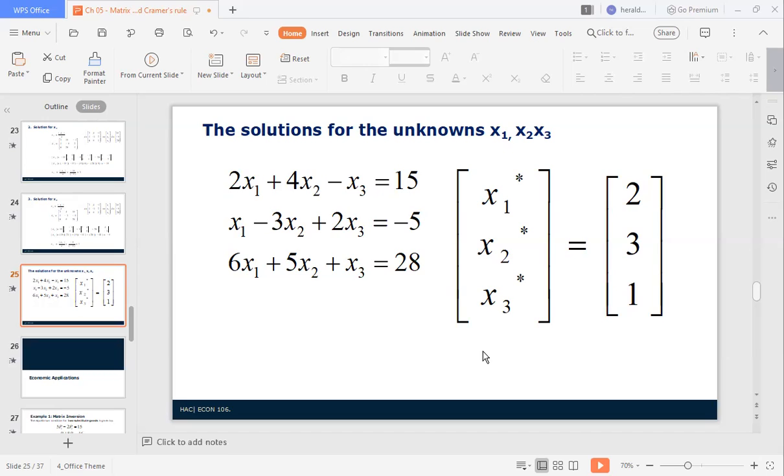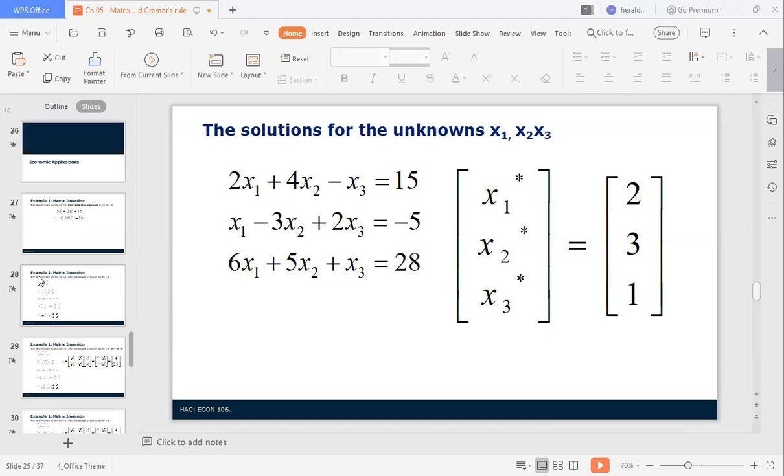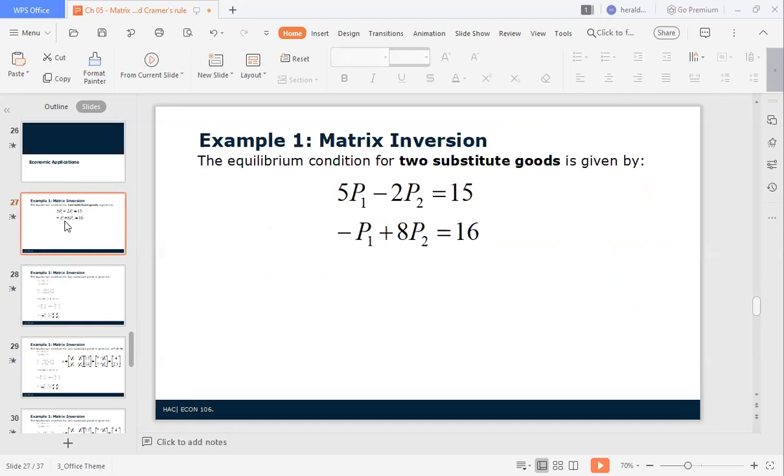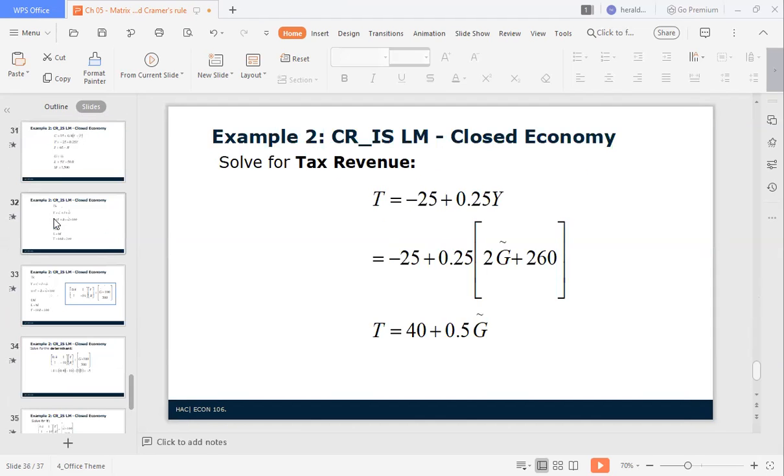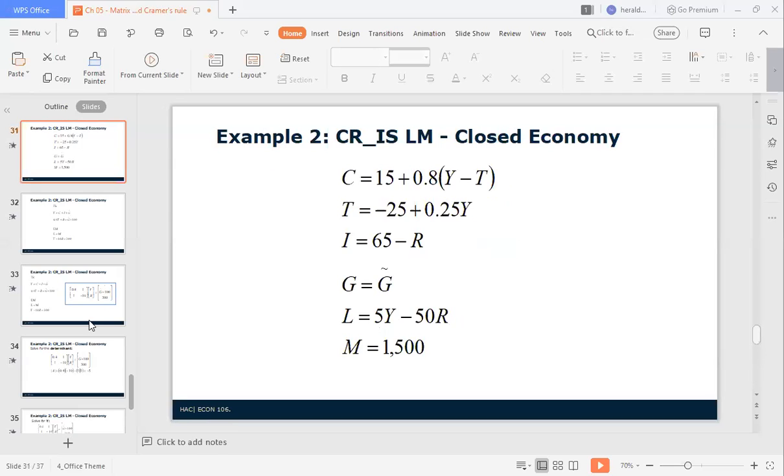Now, you can already compare, class, which method you are comfortable with, especially when you're getting the values for a system of equations. Either you can do Cramer's rule, or you can also verify using matrix inversion. So if your values are correct, you will always arrive at the same result. Okay, so I have one example here. I actually prepared two examples, class, but I think I'll just focus first on the first one, and then I will go back to the second one next meeting.